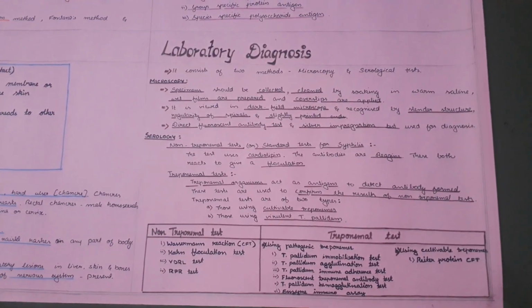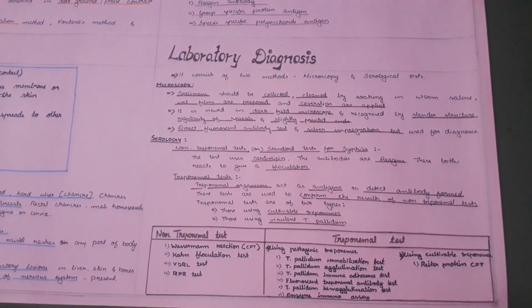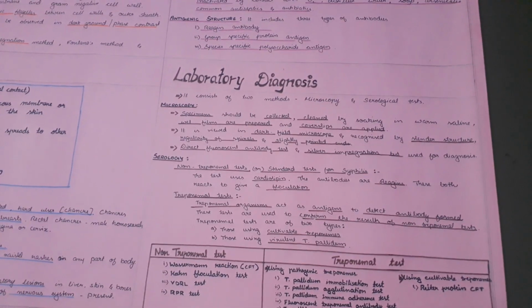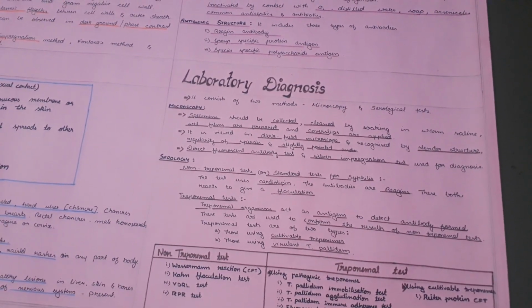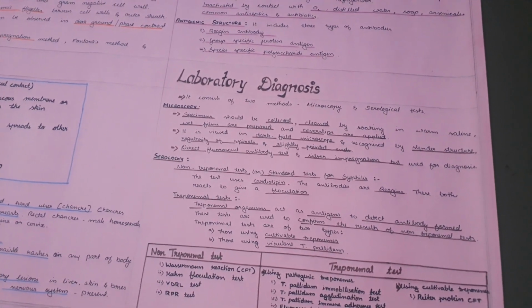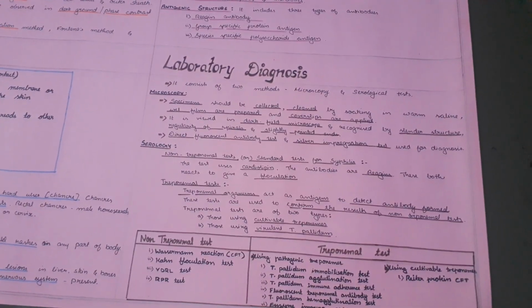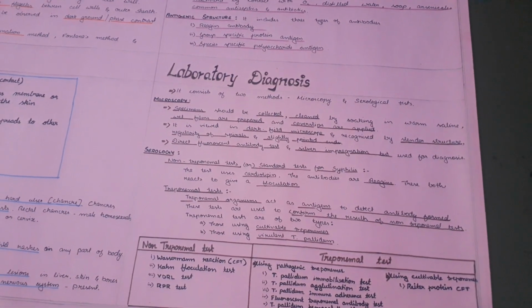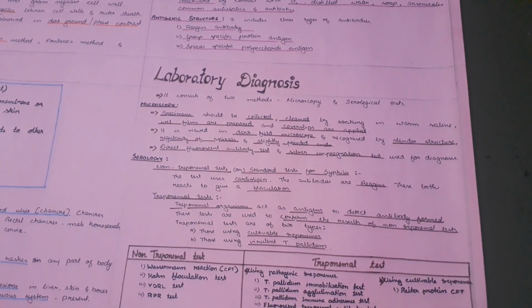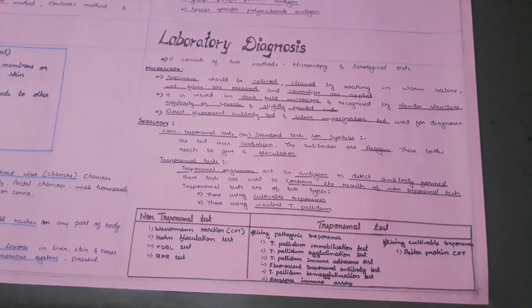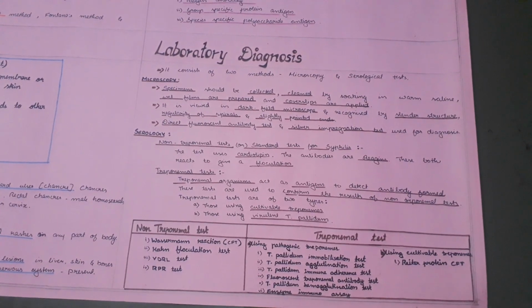Coming to the laboratory diagnosis. It consists of two major methods, microscopy and serological tests. Microscopy. The specimen should first be collected. It should be cleaned by soaking in warm saline. Wet films are made and cover slips are applied. It is viewed in a dark field microscope and recognized by its slender structure, regularity of spirals and slightly pointed ends. Direct fluorescent antibody test and silver impregnation test are used for the diagnosis.